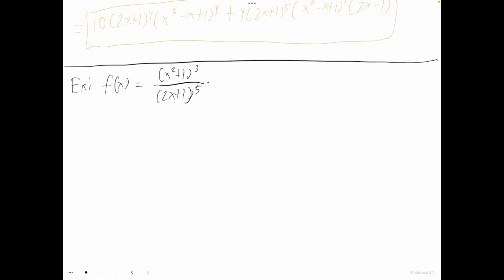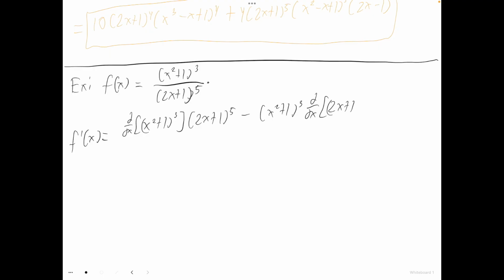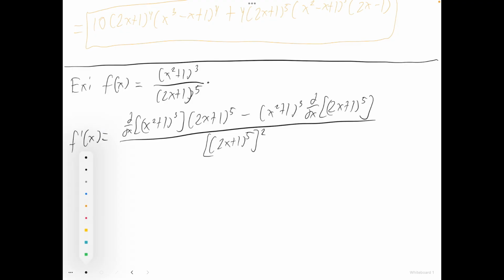Okay, and so now here our outer function, our outer property is a quotient. We have a function divided by a function. So we're going to start with the quotient rule. So we have f prime equals the derivative of the top times the bottom minus the top times the derivative of the bottom, all divided by the bottom squared. And so there, we're just applying the quotient rule.